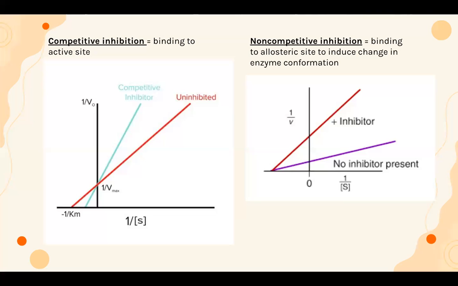On the other hand, there is no effect on Km. There's no effect of a non-competitive inhibitor on an enzyme's affinity for a substrate because it does not interact with the active site at all. These enzymes can still attach to their substrates.